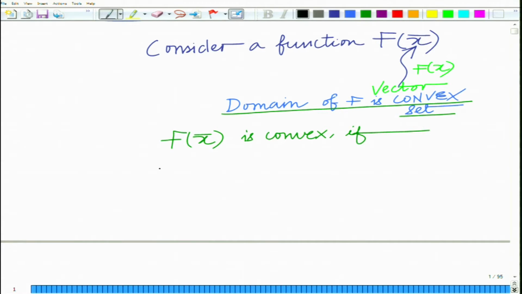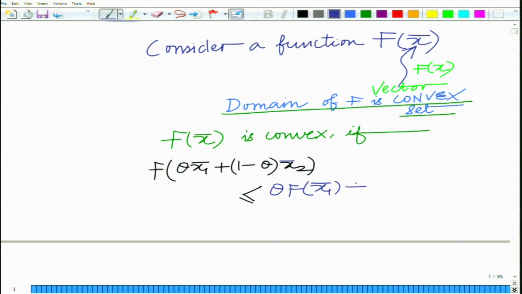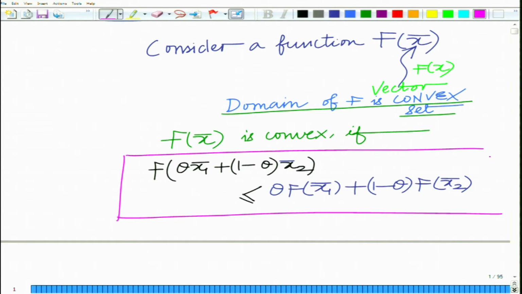if the following property is satisfied. If you have 2 points x1 bar and x2 bar, and you take a convex combination theta times x1 bar and 1 minus theta times x2 bar, and you evaluate the function at that convex combination, that has to be less than or equal to the convex combination of the values of the function itself at x1 bar and x2 bar. So, for 2 points x1 bar, x2 bar that belong to the domain of f, f of theta times x1 bar plus 1 minus theta times x2 bar must be less than or equal to theta times f of x1 bar plus 1 minus theta times f of x2 bar.